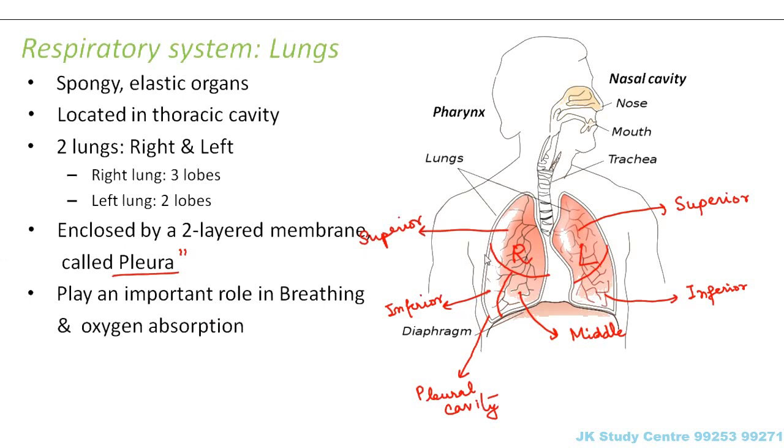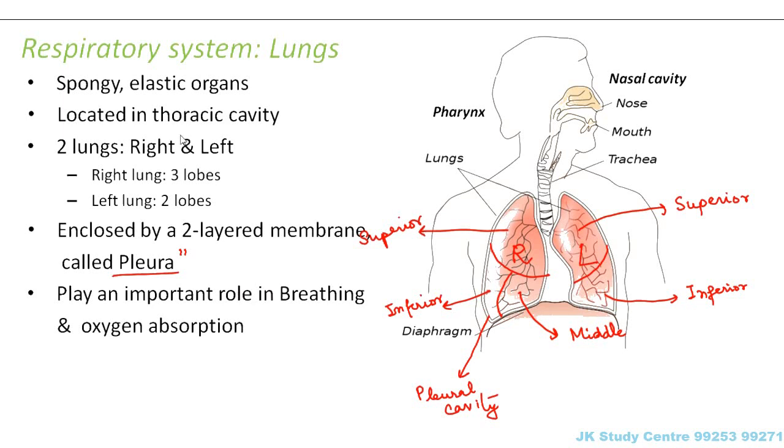So the presence of a fluid outside the lungs will lubricate it, will make the surface slippery, and it will prevent friction, because we do not want any kind of friction. Friction is nothing but resistance to the flow of anything. So we do not want any kind of resistance here. So in order to prevent friction, the pleural cavity is filled with a pleural fluid.